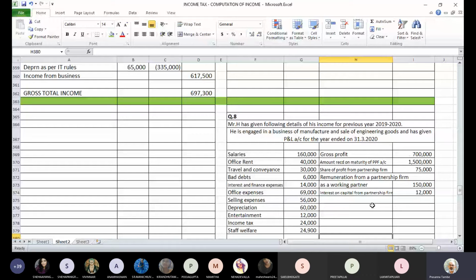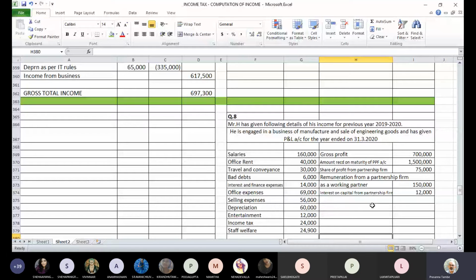Next is share of profit from partnership firm. It appears that Mr. H is a partner in a partnership firm, and he has received a few sums from the partnership firm. If you read it further, there are three items. One is share of profit. Second one is a remuneration from partnership firm as a working partner, 150,000, and a third one is interest on capital from the partnership firm. So there are three sums that he has received from partnership firm. We have to see the taxability of these sums.